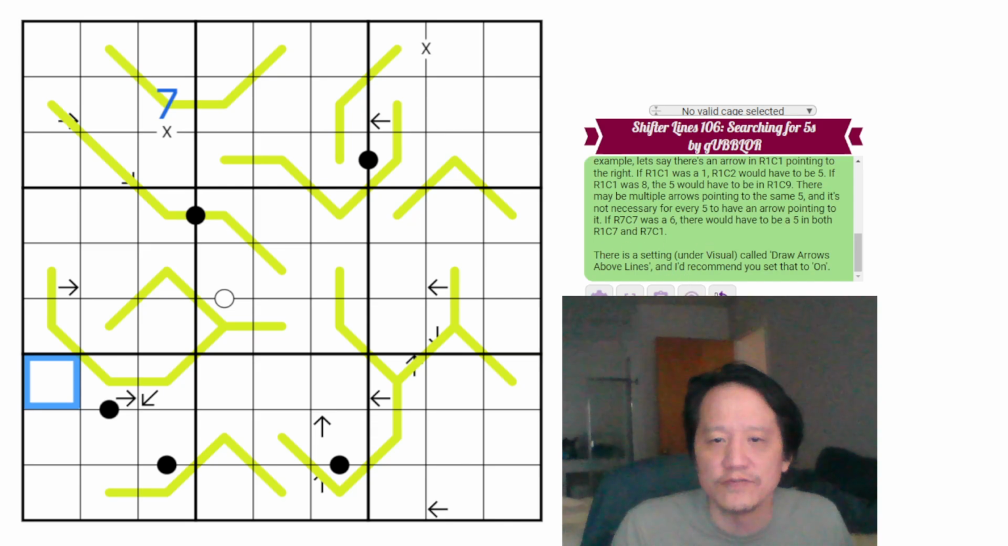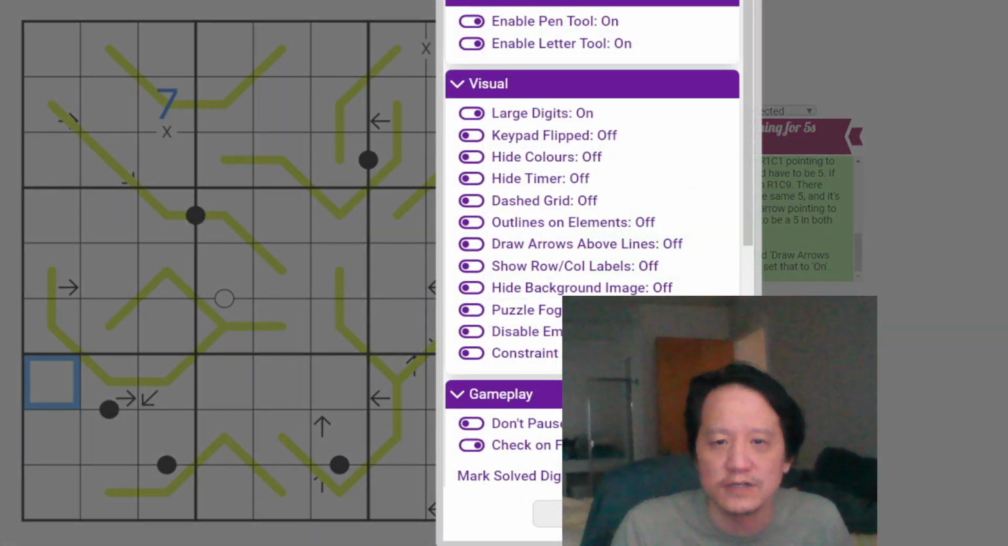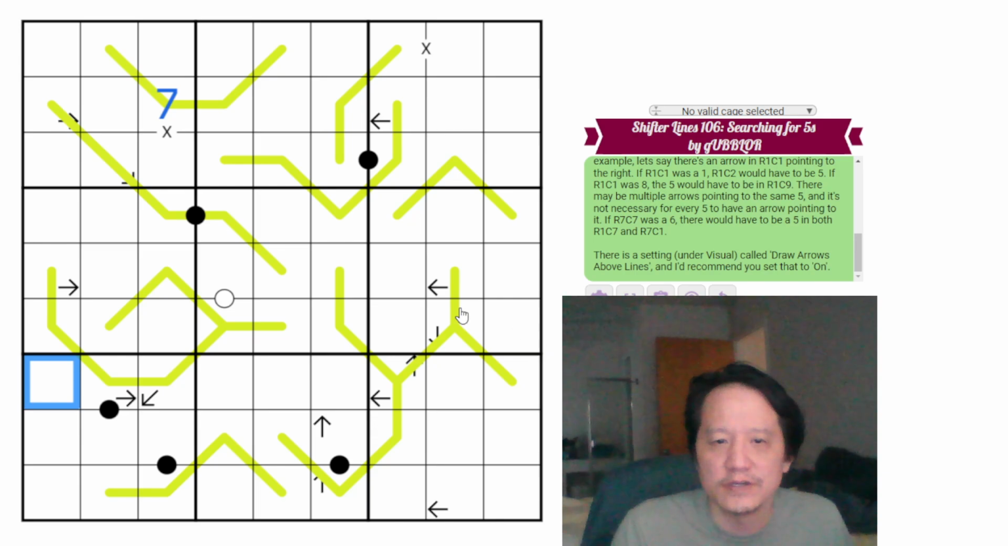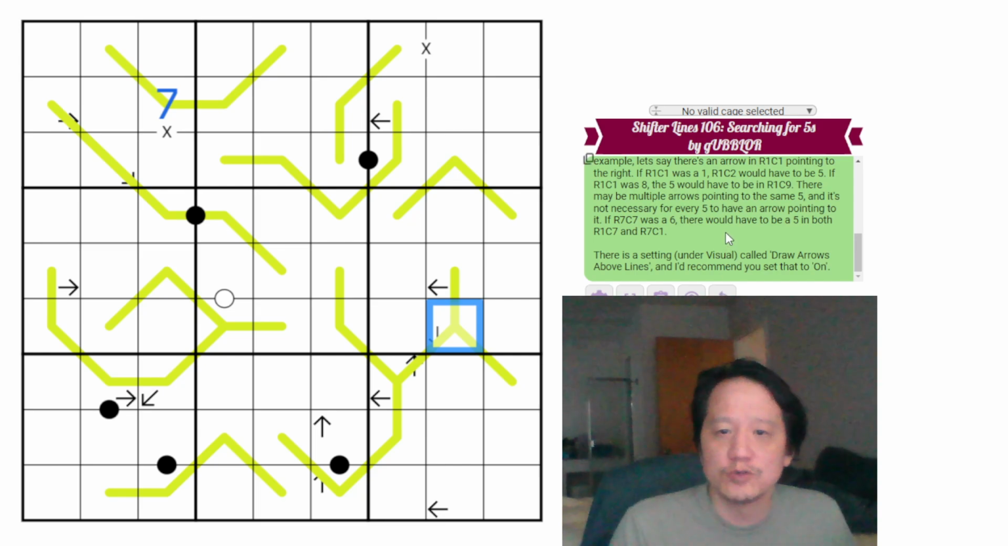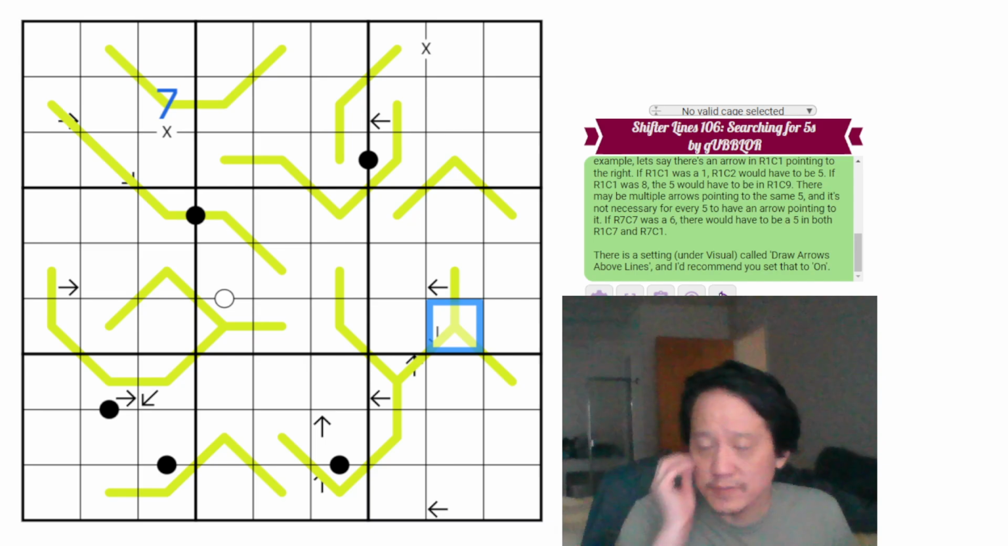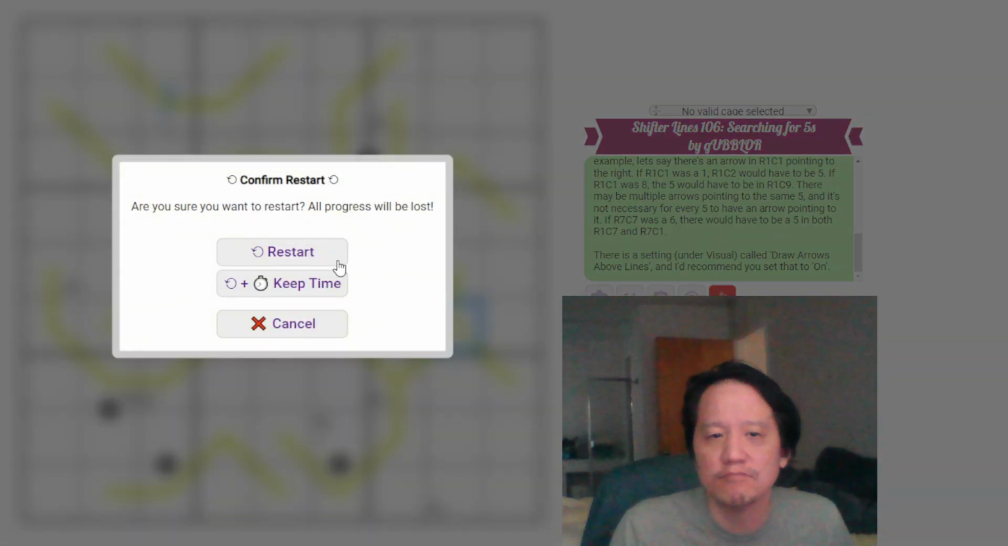There's a setting under visuals called draw arrows above lines, and I recommend you set that to on. Okay, so draw arrows above lines. Okay, but that didn't do it. Anyways, those are the rules. I'm going to have a link in the description where you can play along. And let's go.